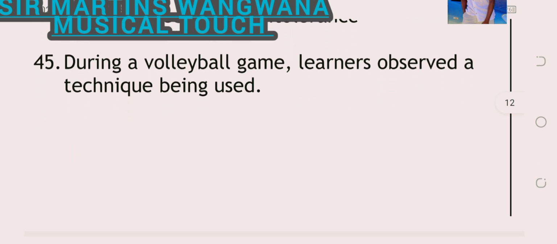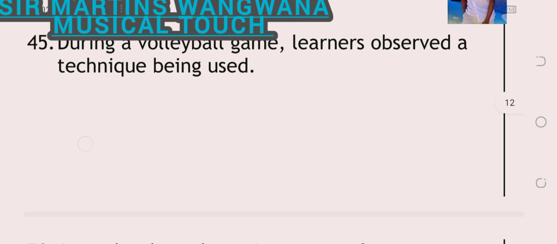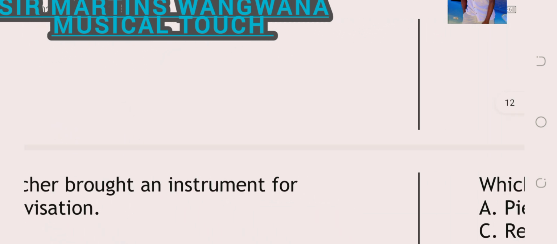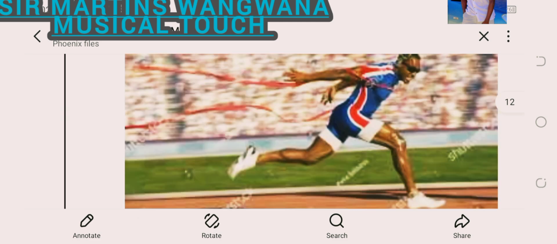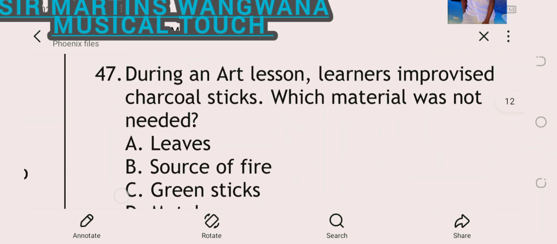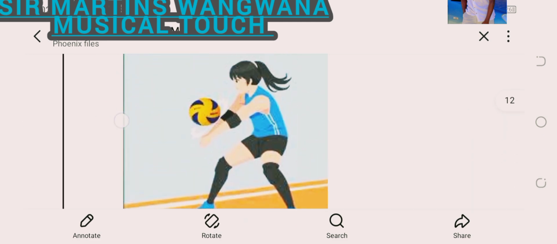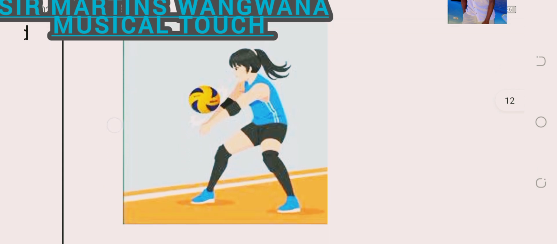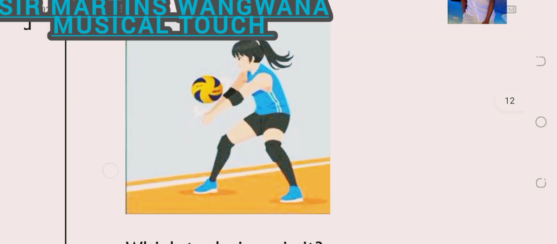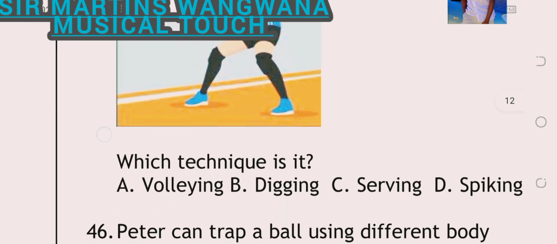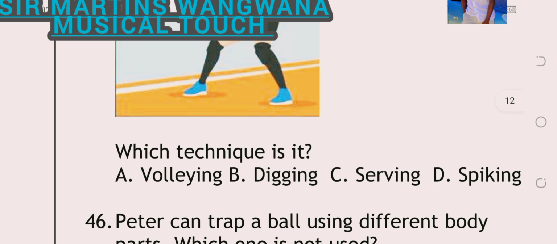Number 45. During a volleyball game, learners observed a technique being used. A technique is drawn here. So this is the technique they are talking about. Look at it. You can answer even before the question. So which technique is this? This one is digging, which is B.